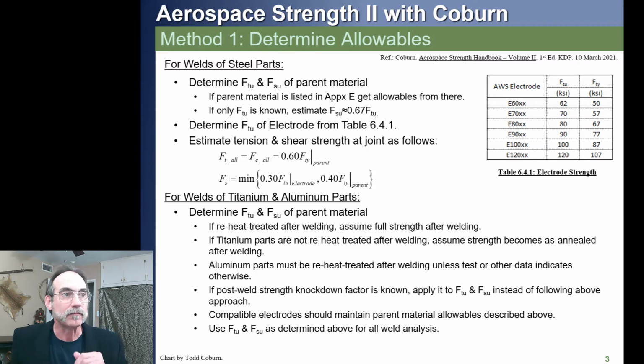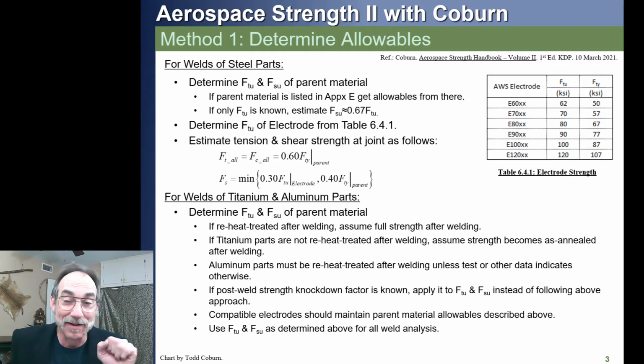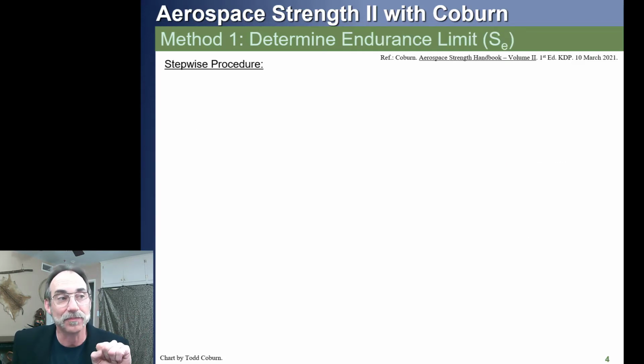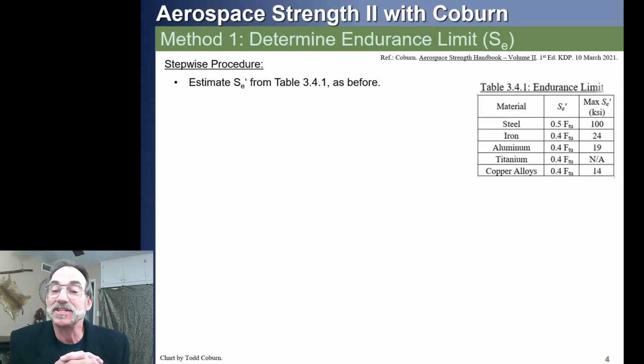All right. So our first step is to get the allowables of the material. Once we have that, and we haven't done any fatigue analysis yet, we're just preparing to do our fatigue analysis, and our first step is getting these baseline allowables. Our next step is to figure out what the endurance limit is. This is going to be very similar to what we did in Chapter 3 of the Aerospace Strength Handbook.